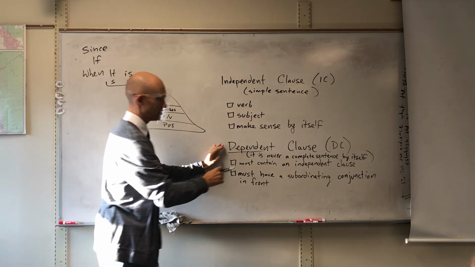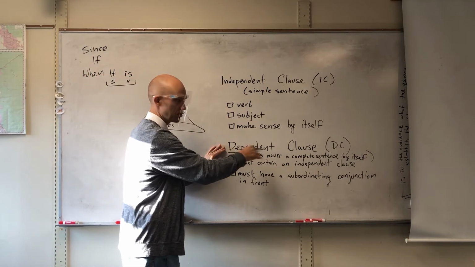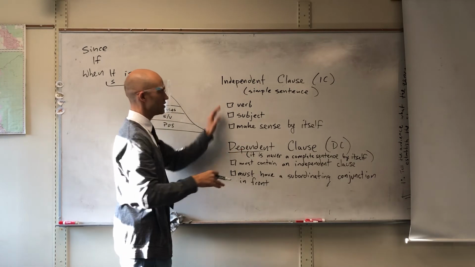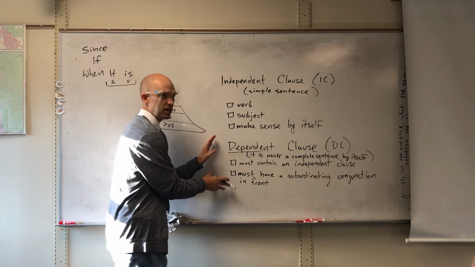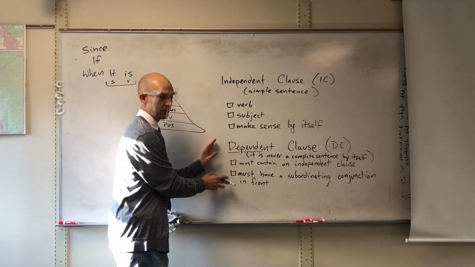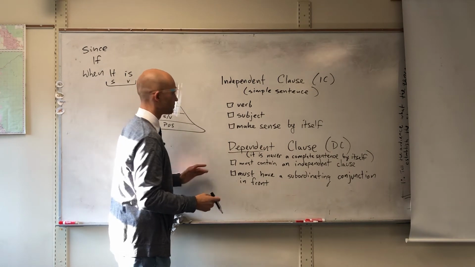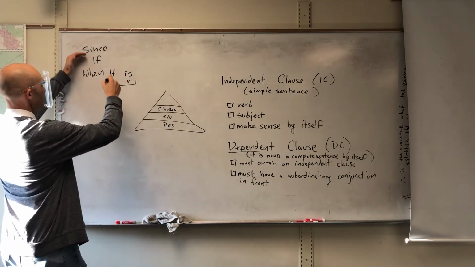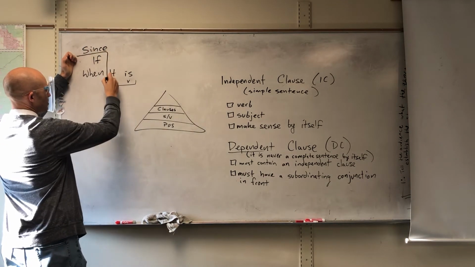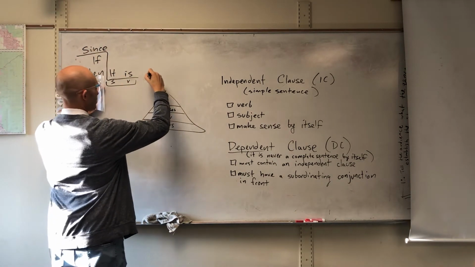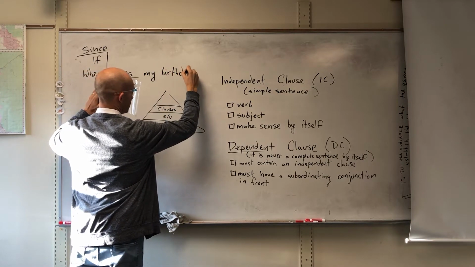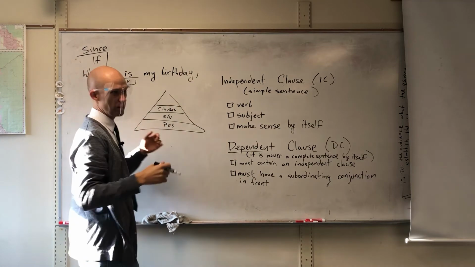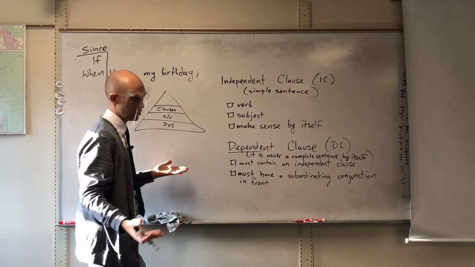And then you've got to remember that a dependent clause is never a complete sentence by itself. An independent clause always is. You will never just see a dependent clause sitting there. If you do, it's a sentence fragment. Because what they do is, you have something like, since it is my birthday, comma, since it is my birthday, what?